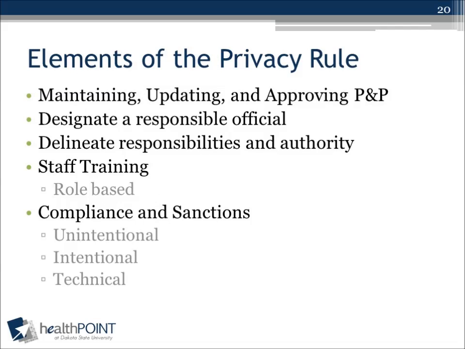All right, so let's look at some of the other elements of the privacy rule that may have been affected by the Omnibus rules. Some of these I'm just going to bring up because I think we need a refresher about these things. Some of these I will stop and give you more detail. So these are the elements that you should have in policy: maintaining and updating your policy and procedure manual, designating a responsible person for privacy and security responsibilities, duties, and tasks, delineating those responsibilities and their authority, and training.